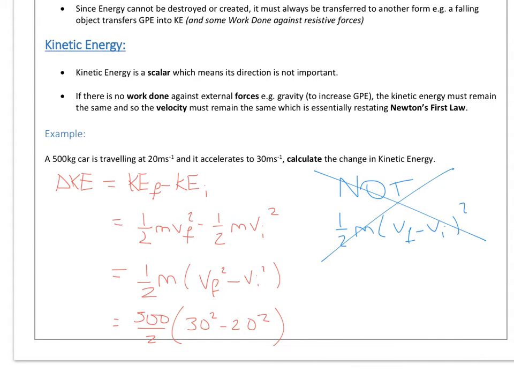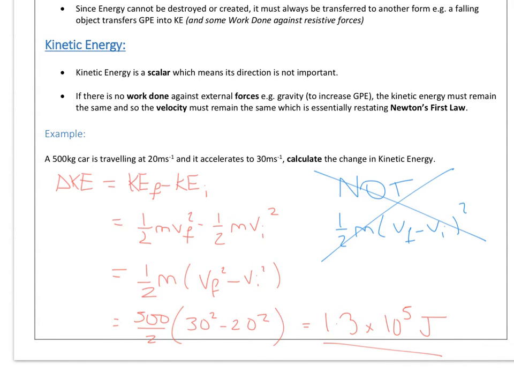We've got two significant figure numbers, so we should express this number to two significant figures. So 1.5 times 10 to the 5 joules, because it's a unit of energy. So that's the change in energy of the system during that acceleration. Okay, so that's kinetic energy.